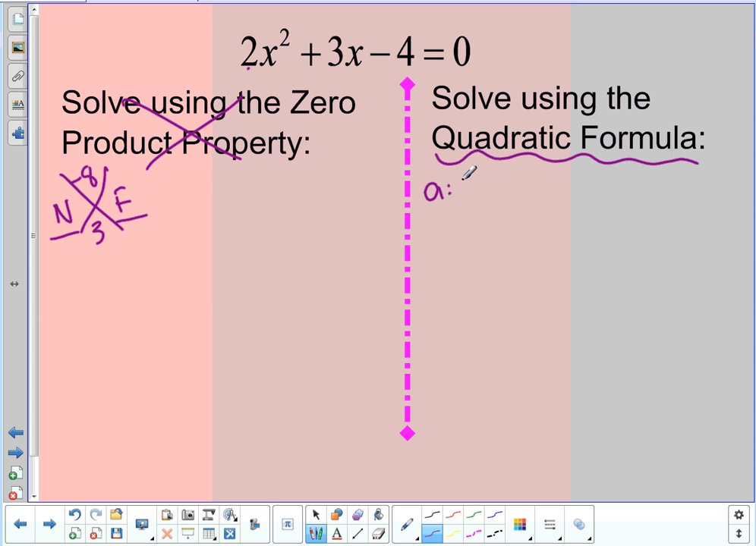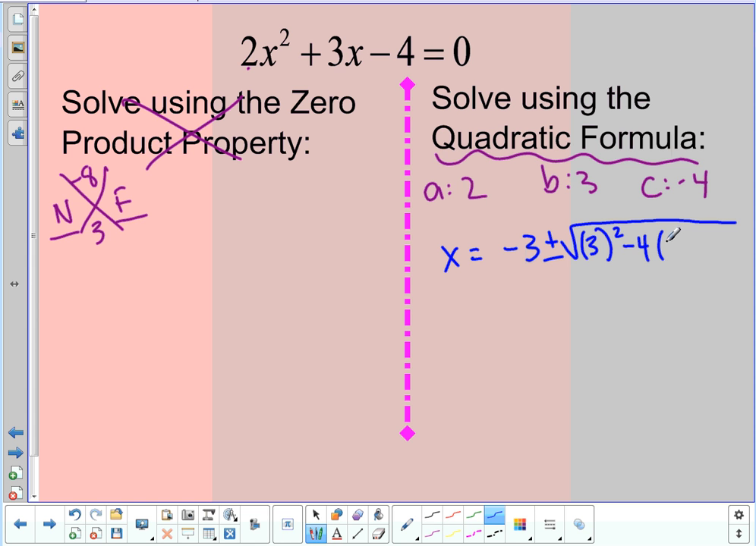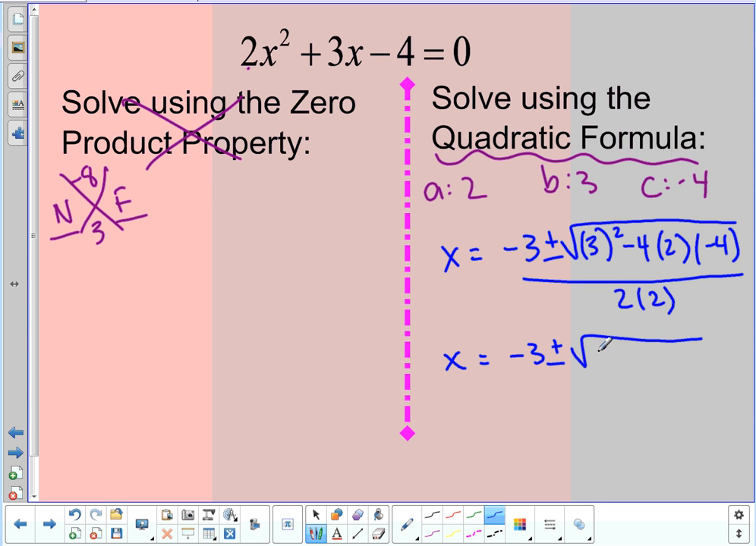I've got an a value of 2, a b value of 3, a c value of negative 4. And I'm going to plug all that in. So I've got x equals the opposite of b plus or minus the square root of b squared minus 4 times a times c, and that's all over 2 times a. So x equals negative 3 plus or minus, I end up here with 9 and then plus 32. Negative times negative again gives me a positive. On the bottom, 2 times 2 is 4. So that's x equals negative 3 plus or minus the square root of 41 all over 4.